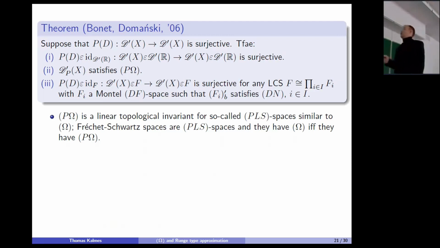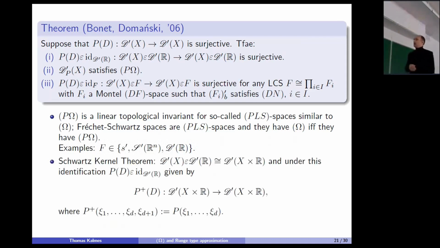Okay, and if the kernel has P-omega, then not only is the epsilon product with the identity on D prime of R again surjective, but we can also have here as the space F any space which is isomorphic to an arbitrary product of Montel DF spaces for which the dual spaces have DN. Examples of these are S prime and D prime on R.